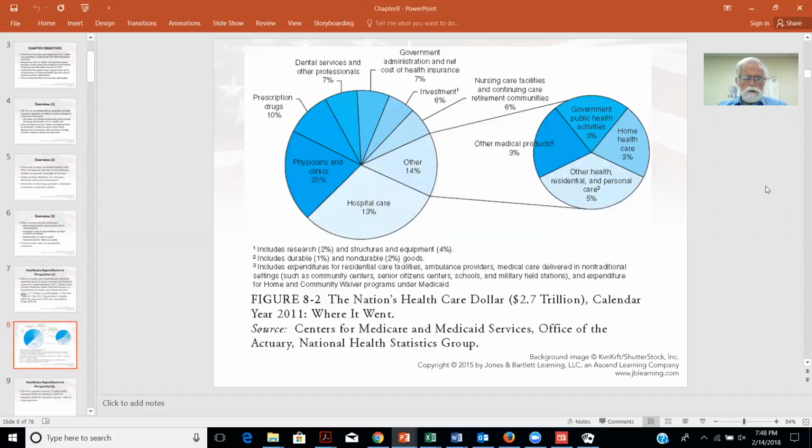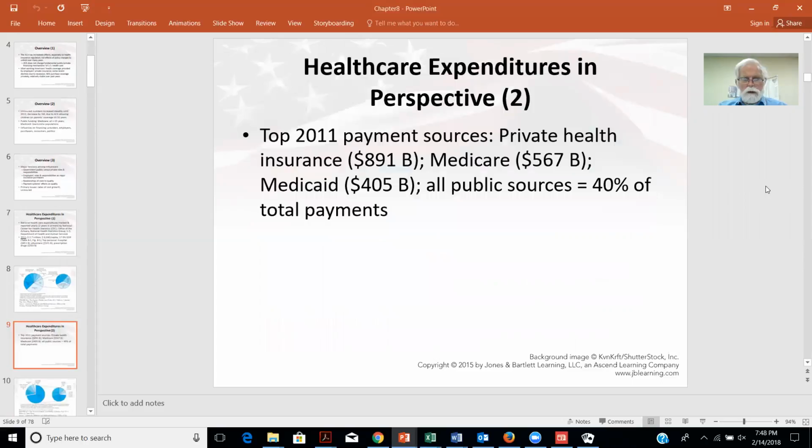We've split it out into two different pie charts, one of which takes the ubiquitous other and then pulls that out as well. Home health care is part of other, but it's also a rapidly growing area. The private sources, private health insurance, Medicare, here's basically a distribution of the funding, with public sources responsible for about 40% of the total payments.